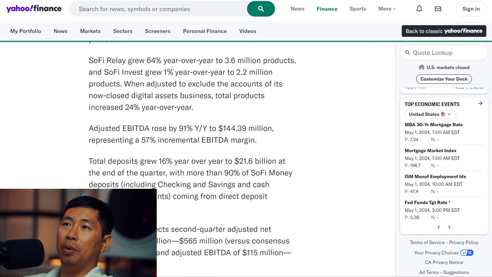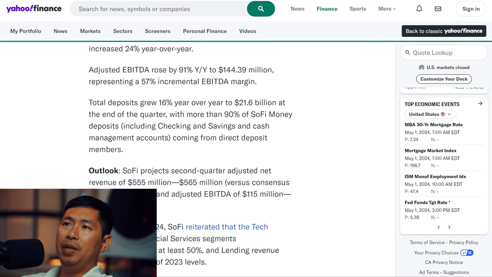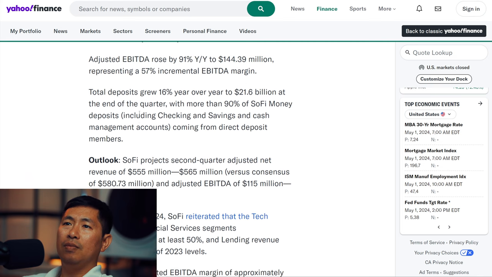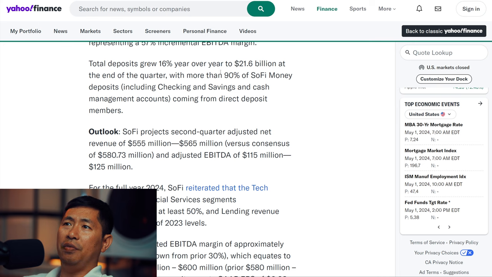SoFi Relay grew 64% year over year to 3.6 million products, and SoFi Invest grew 1% year over year to 2.2 million products. When adjusted to exclude the accounts of its now closed digital assets business, total products increased 24% year over year. Adjusted EBITDA rose by 91% year over year to $144.39 million, representing a 57% incremental EBITDA margin. Total deposits grew 16% year over year to $21.6 billion at the end of the quarter, with more than 90% of SoFi Money deposits, including checking and savings and cash management accounts, coming from direct deposit members.